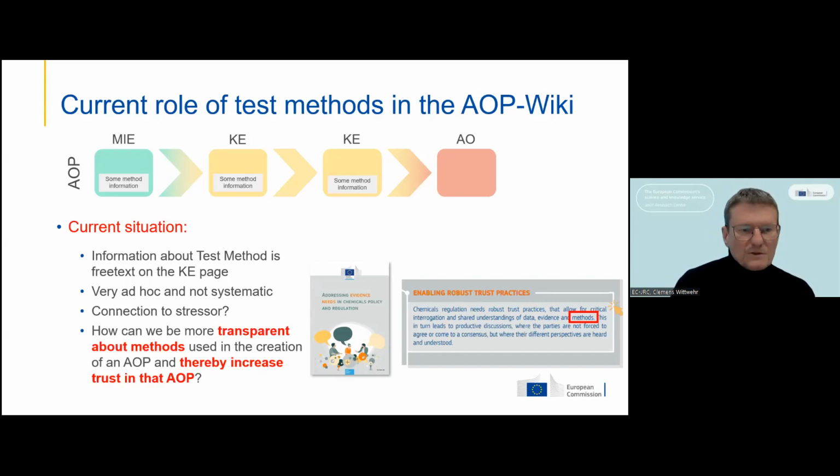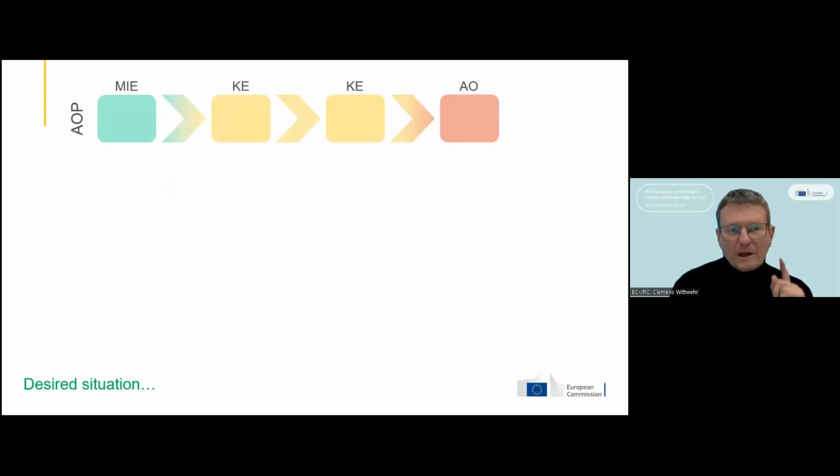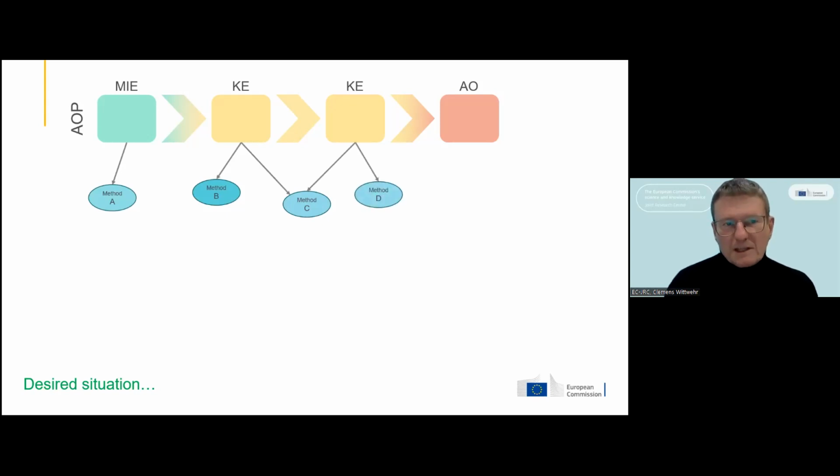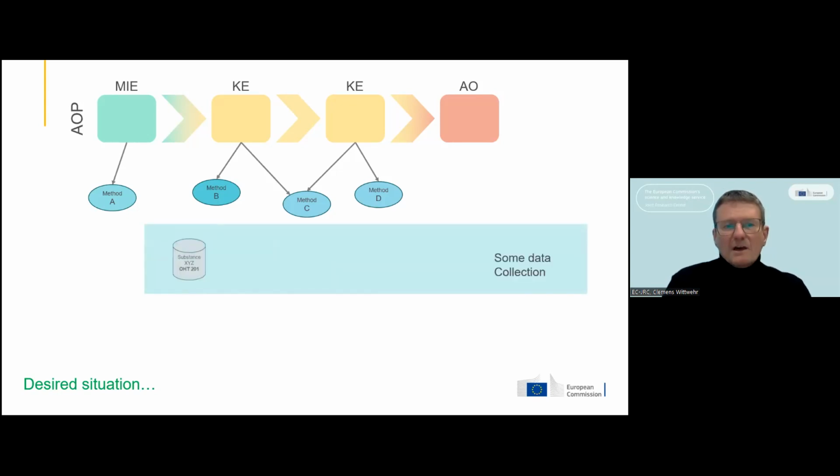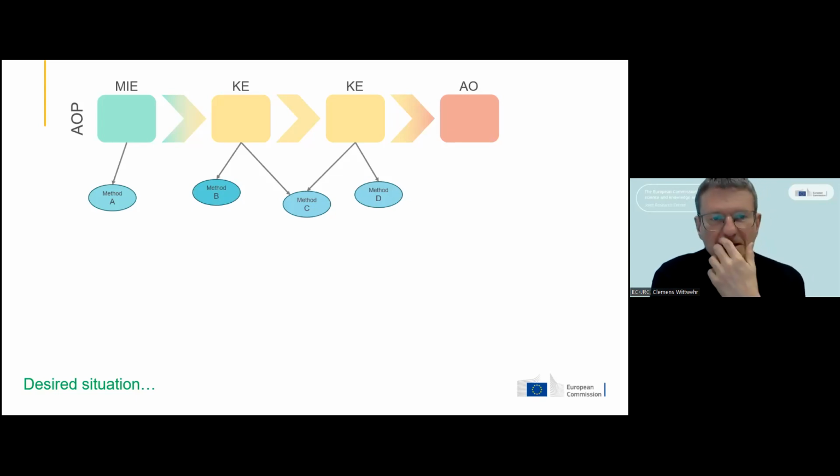Click, please. So how can we be more transparent about the methods used in the creation of an AOP, and how can we thereby increase the trust that regulators, especially regulators, have in an AOP? And we think that stressing the method information in the way that we see right now in the desired situation will help us. Click, please. So what we want to do is pull out the method information out of the key event and molecular initiating event box and create a separate entity in which we describe method information in much more formalized and standardized way. And you see in this picture that, for example, method C can both be used in the first key event and the second key event.